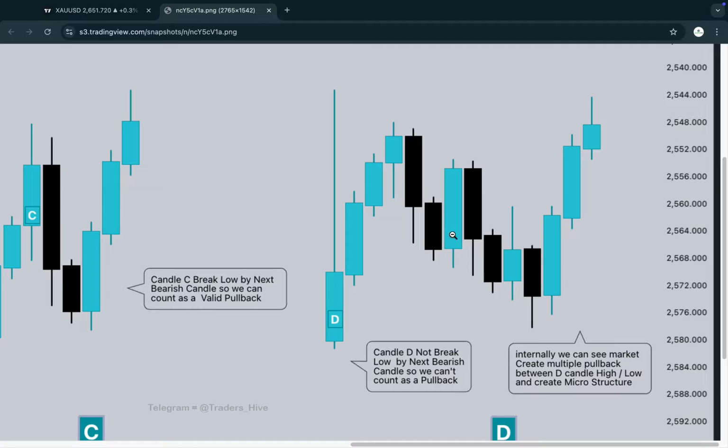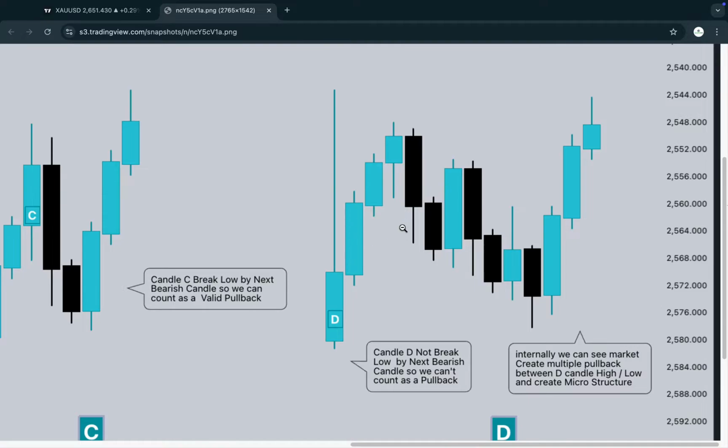So what happened here exactly? We can see here the previous candle high and low is here, so should we consider this a valid pullback or not? Okay, let me explain one more thing. If you consider this D candle as our main pullback, then of course this one is not valid. Why? Because the D candle high and low both are protected here. There is no high or low broken.